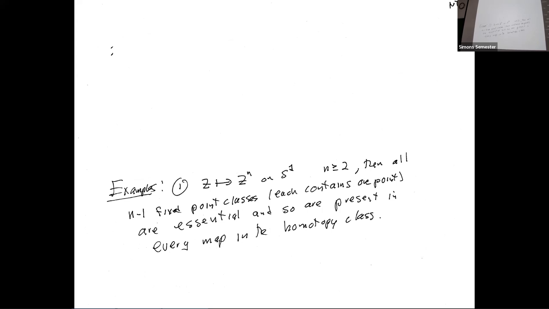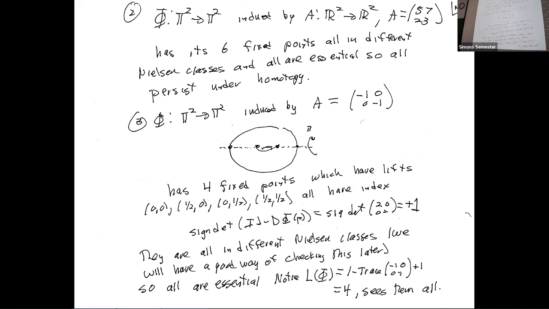Okay, so back to our basic examples. We have z goes to z^n. All the fixed points are in different Nielsen classes. So each Nielsen class is a single point. They're all essential. So you homotope them, they all persist. All right, same with our toral automorphism. We have six fixed points. Because this guy's hyperbolic, they're all saddles. They all have index minus one. They all persist. All right, so here's another example, which will be useful in a minute. Geometrically, on the plane, you flip.